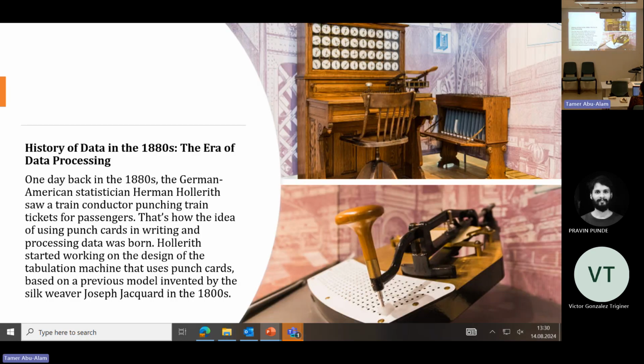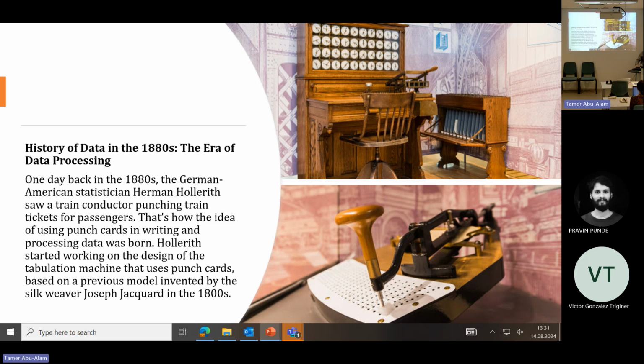In 1880, so more than 100 years ago, one American statistician was traveling, and he started to see that in the train station they have a tool to create the ticket for you. And on this ticket, they just make a hole to indicate the date of your travel. And he got an idea: okay, we can use this way in order to record the data.